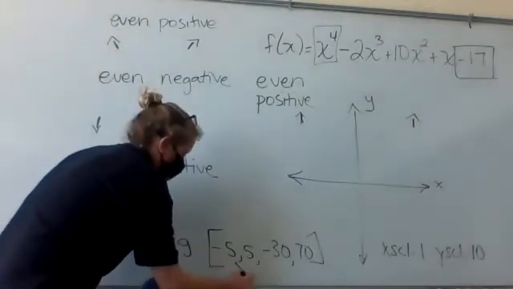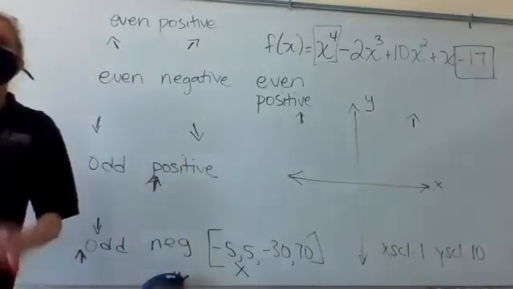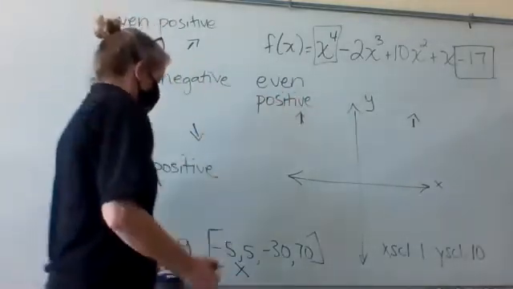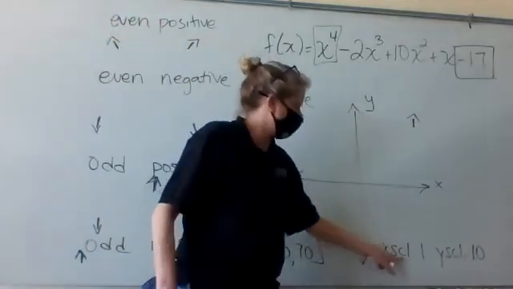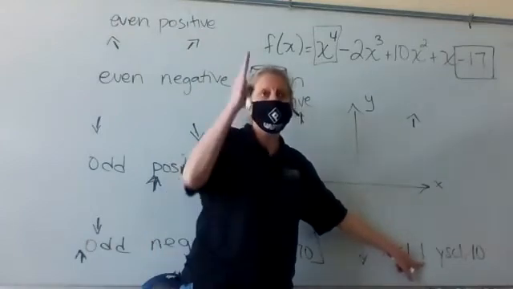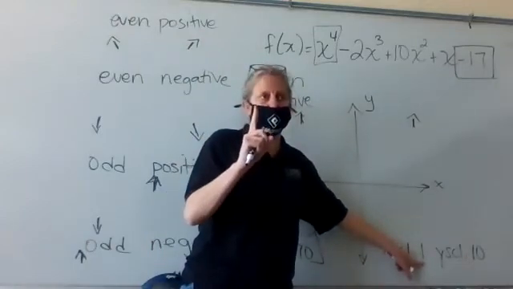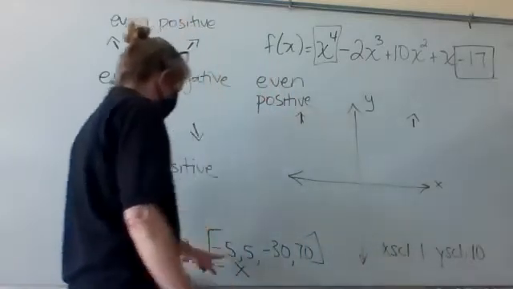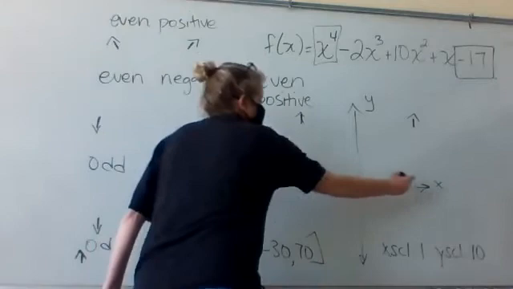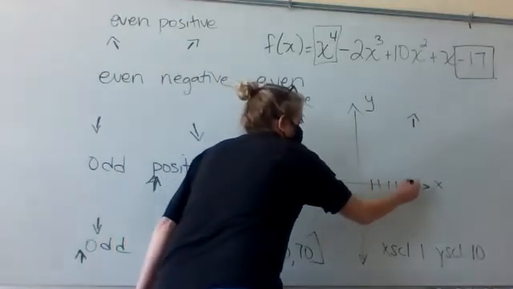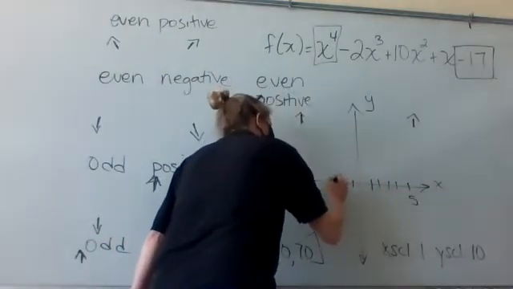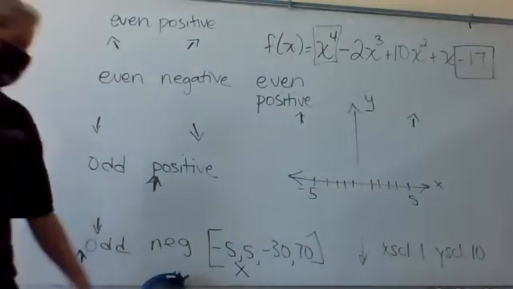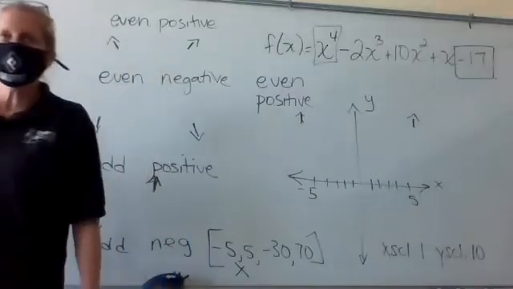This is telling me those first two numbers are my lowest x in the graph and my highest x in the graph. This right here, my x scale, tells me that my hash marks are going by ones. That's what the x scale means, is what your hash marks count as. So it starts at -5, goes to +5, and your hash marks count as ones.